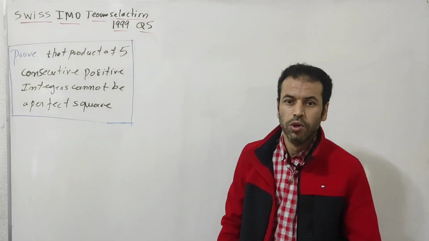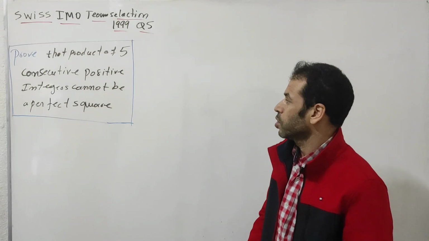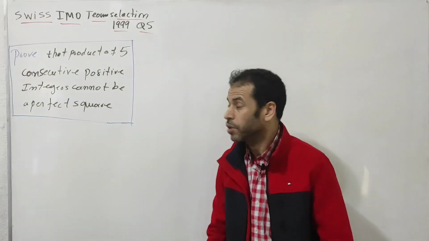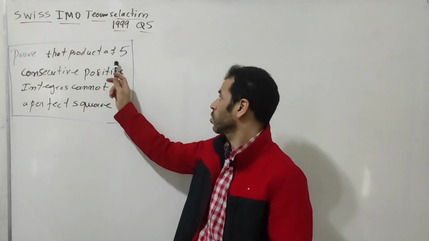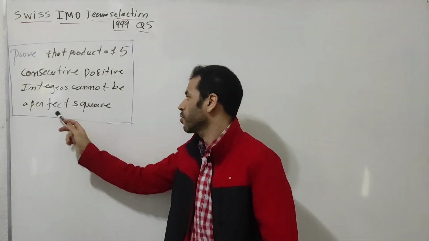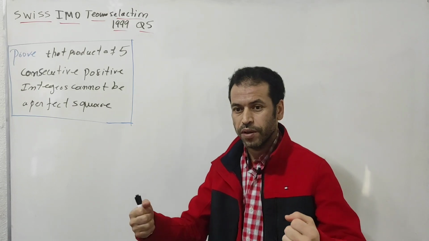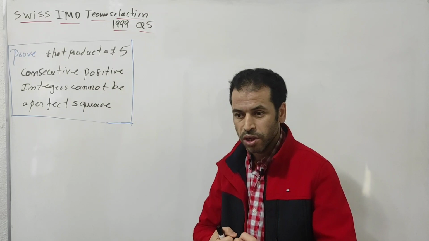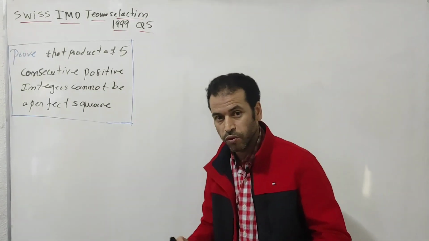In today's video, I would like to introduce you a very nice problem of the Swiss International Mathematical Olympiad Team Selection 1999, question number 5. Here is the statement: prove that the product of 5 consecutive positive integers cannot be a perfect square. In other words, if you pick 5 consecutive positive integers and make the product of those numbers, it will never be a perfect square. So that's our goal. We are going to prove this one.